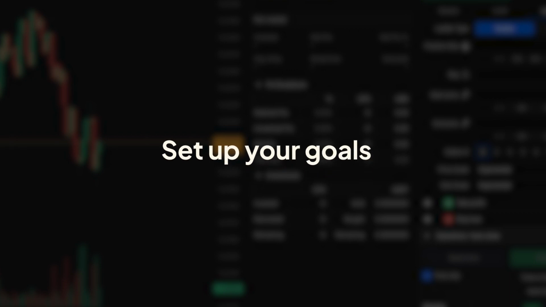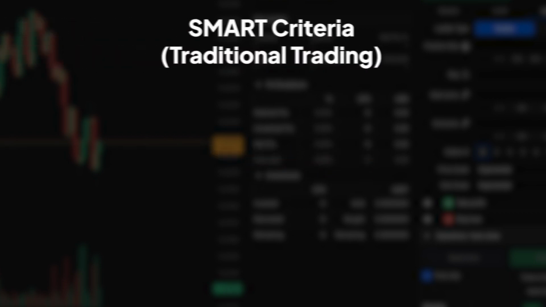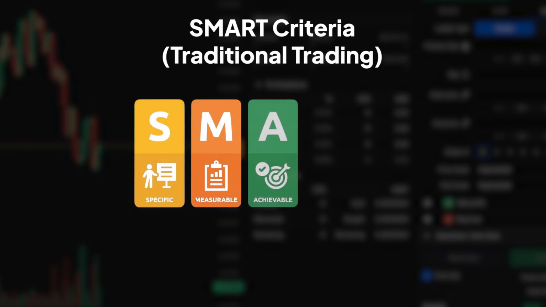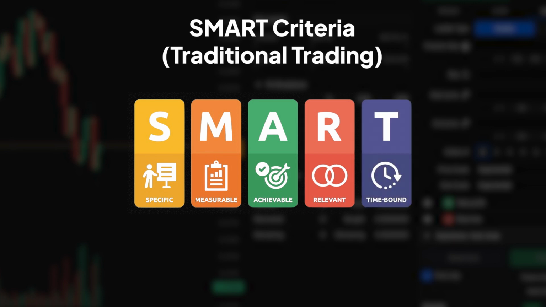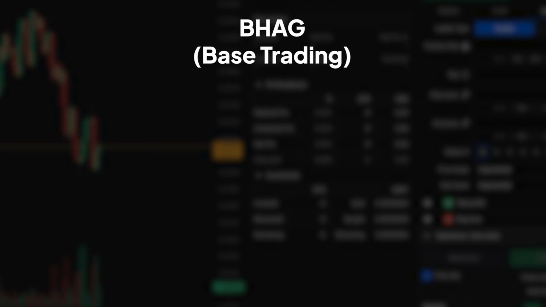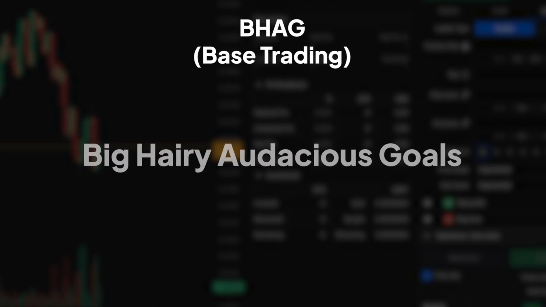Set up your goals. When setting trading goals in traditional trading, it's essential to follow the SMART criteria: specific, measurable, achievable, relevant, and time-bound. SMART goals provide clarity and accountability, making it easier to track progress and stay on course. In base trading, we aim for larger goals called BHAGs, big, hairy, audacious goals. These goals really get us excited and push us to do our best in trading.